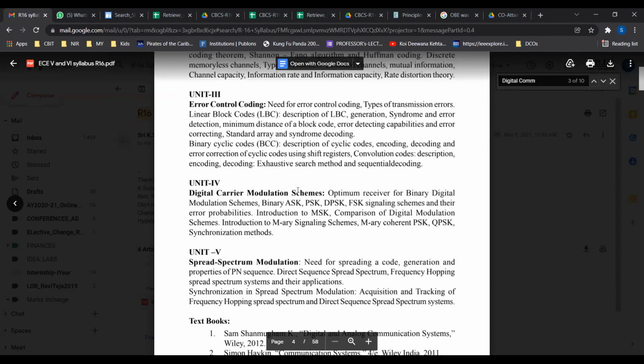You can see digital carrier modulation is present in the syllabus. You can see all the modulation schemes, binary ASK, PSK, signaling schemes, and their error probabilities are also given. So these are present in the syllabus, and questions can be asked on this. So ultimately, as it is not an assessment gap and not a curriculum gap, the problem can definitely be in the teaching learning process. So the gap is in teaching learning.